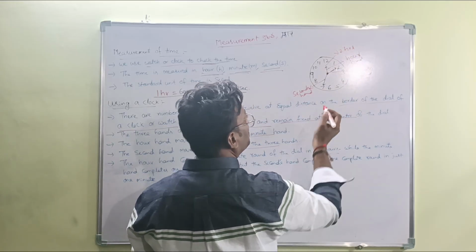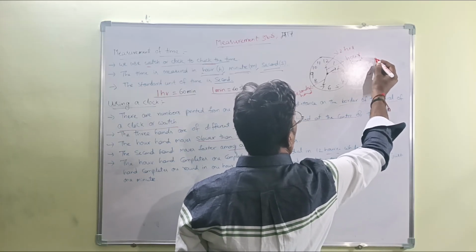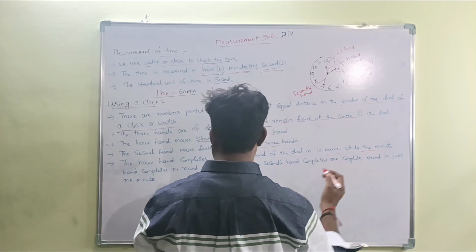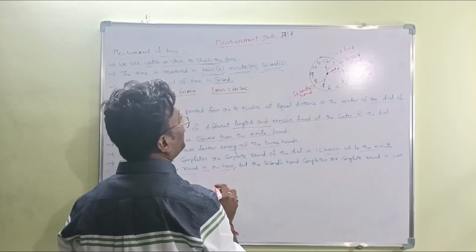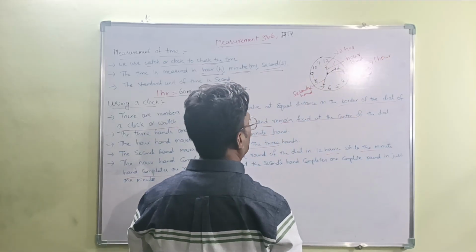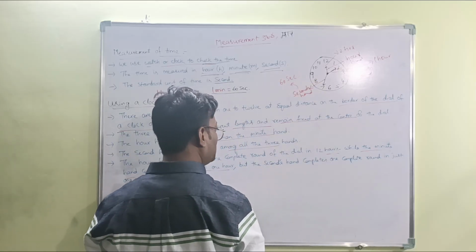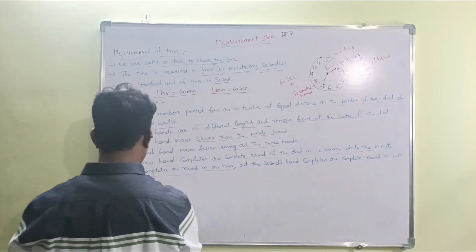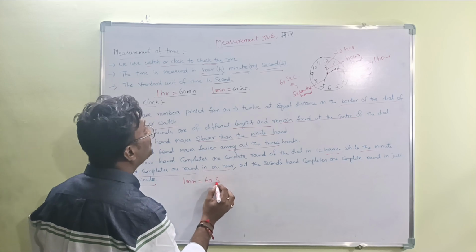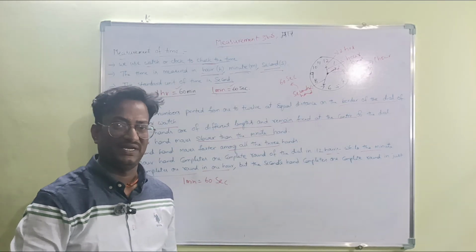The hour hand completes one complete dial in 12 hours, while the minute hand takes 1 hour to complete one rotation, and the second hand takes 60 seconds, just 1 minute, to complete one rotation. 1 minute is equal to 60 seconds and 1 hour is equal to 60 minutes.